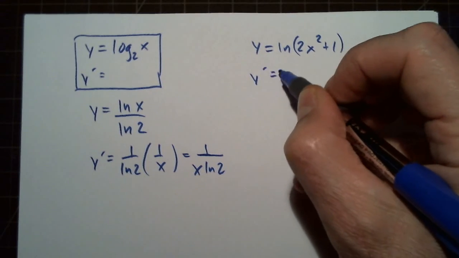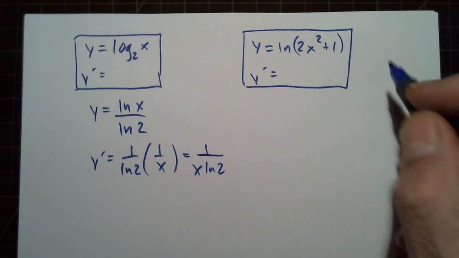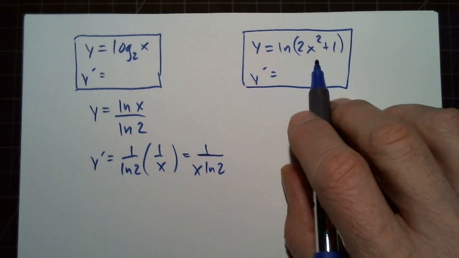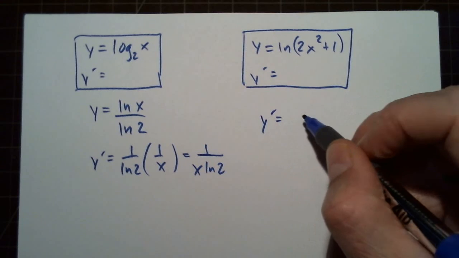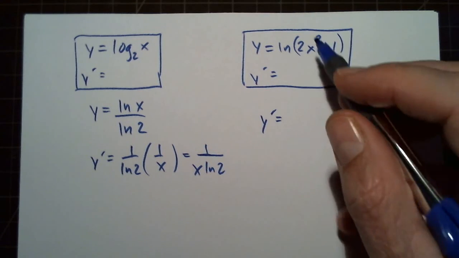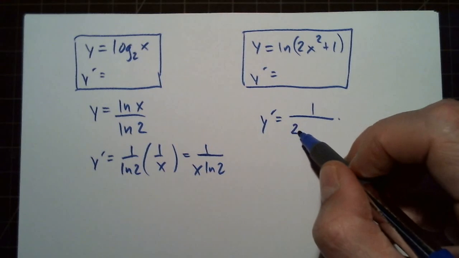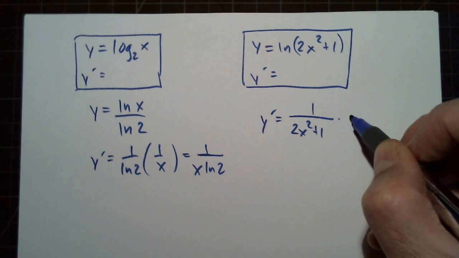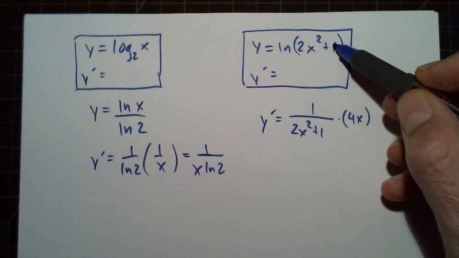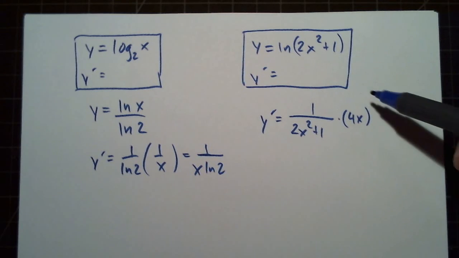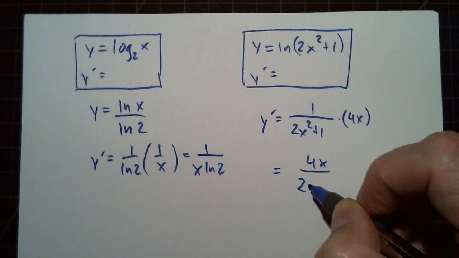Find the derivative of that. So now we have an inside function and an outside function. We need the chain rule. So the derivative is the derivative of the outside, leaving the inside the same, times the derivative of the inside. So we have 1 over that times the derivative of that. And we'll just leave it like that.